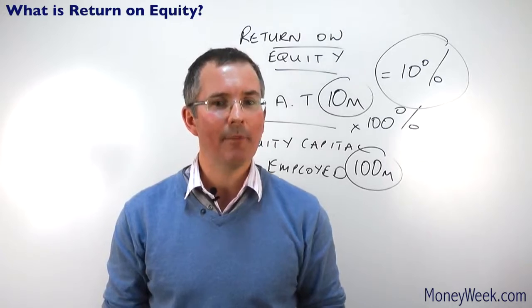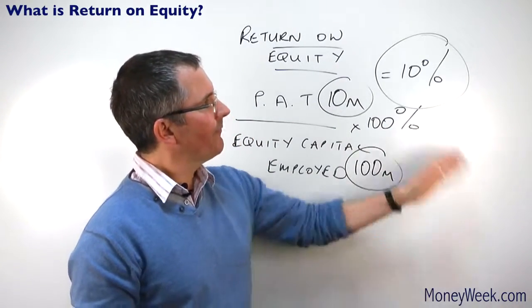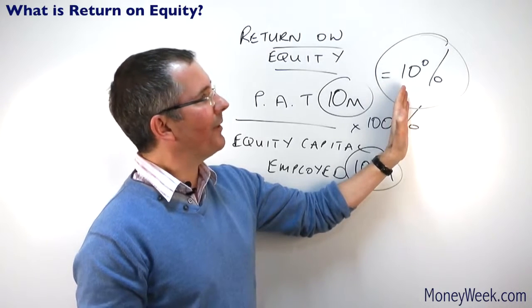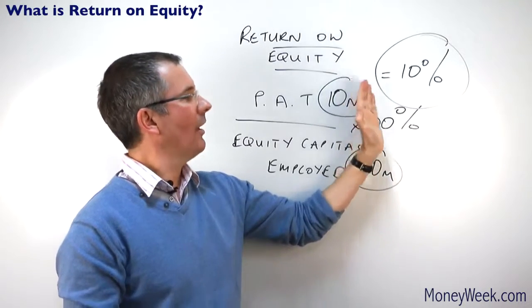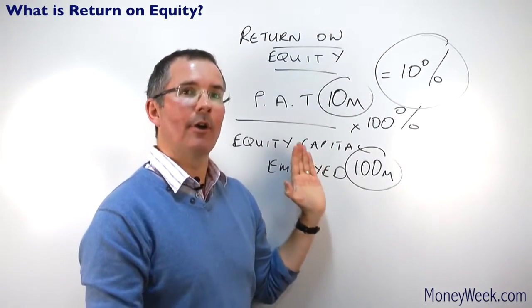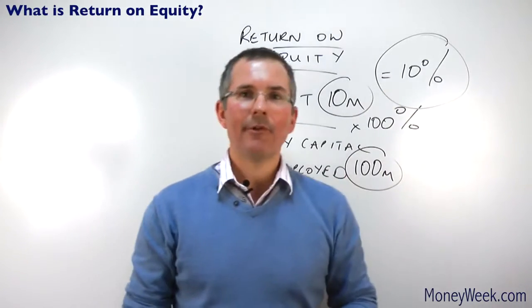There's a good reason for that. We'll come back to it in a moment. And of course, easy for me to say. Much more difficult to get this piece of information, but this company is generating a 10% return on the equity capital it employs from shareholders. But what is it costing to generate that return?